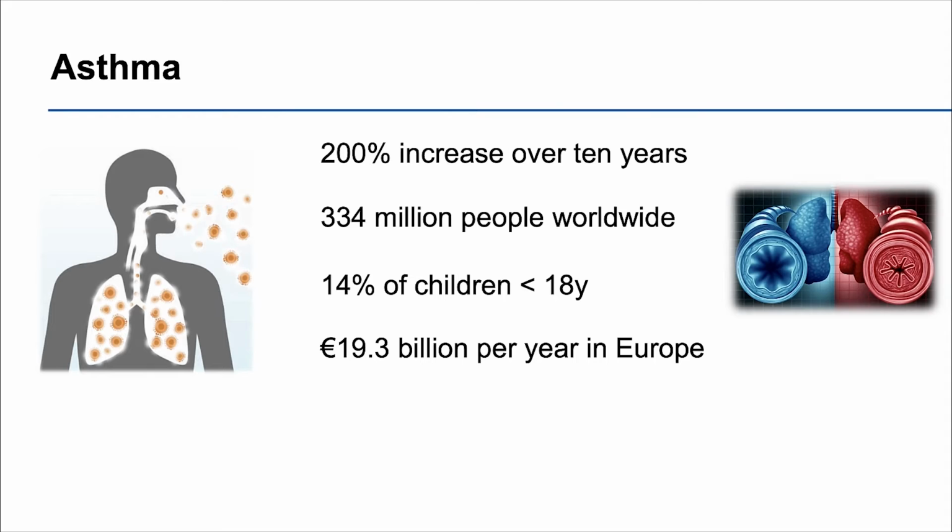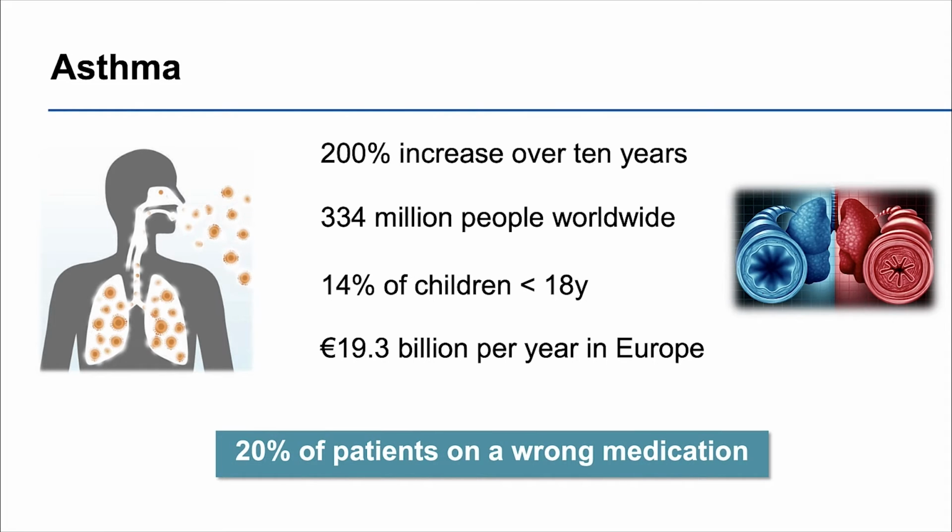Moreover, asthma is a chronic disease, so you cannot cure asthma. So it has a huge impact on healthcare cost. In Europe, we spend about 20 billion euros to treat asthma symptoms. And it's crazy to think that 20% of the patients receive the wrong medication just because asthma is a disease with different phenotypes, and it's still really difficult to assign a phenotype to a person because of the accumulation of too many symptoms in the disease.